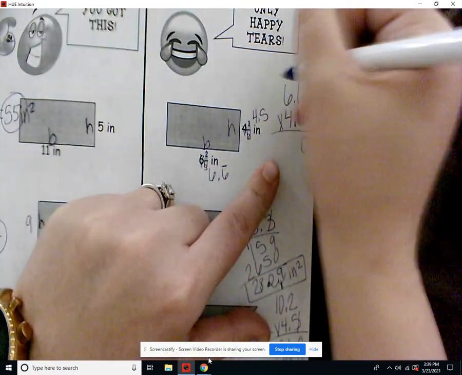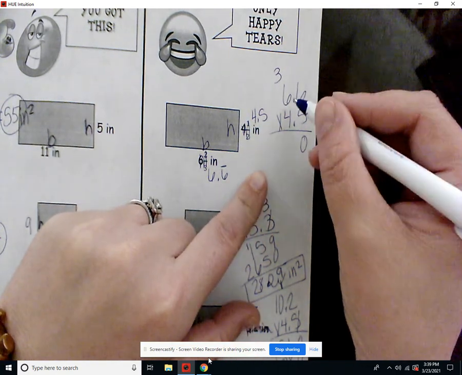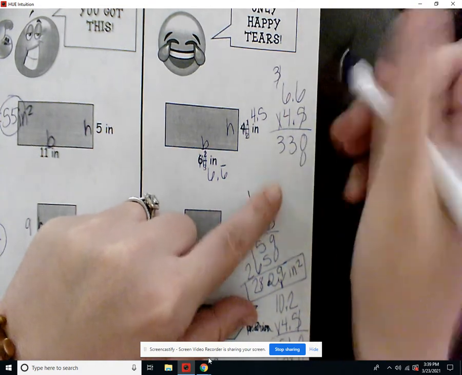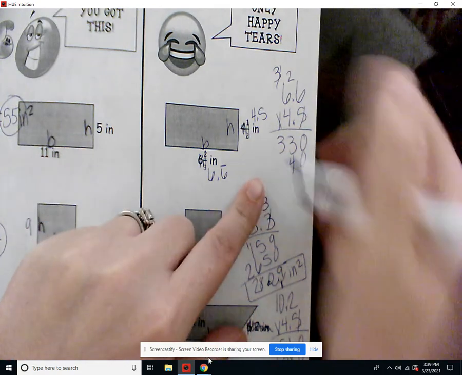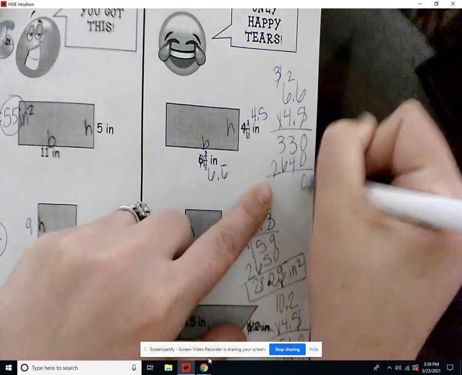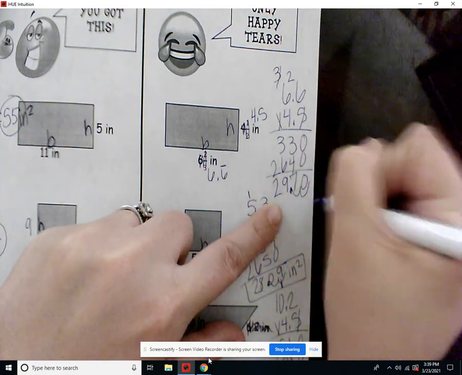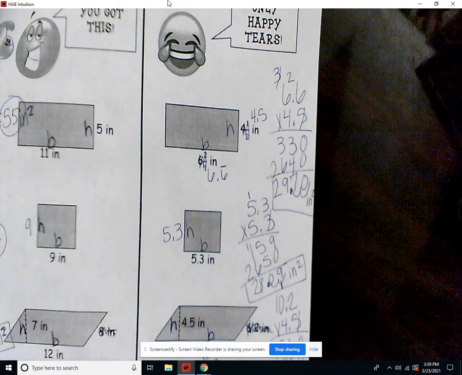So 6 times 5 is 30. Carry our 3. 5 times 6 is 30 plus 3 is 33. Second row, 4 times 6 is 24. Carry our 2. 6 times 4 is 24 plus 2 is 26. And then we're going to add, move our decimal twice. We get 29.70 inches squared.